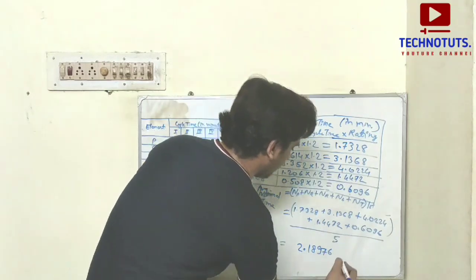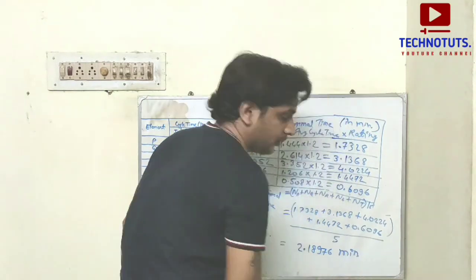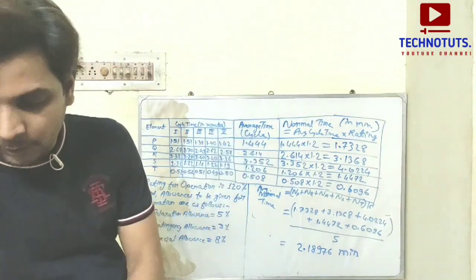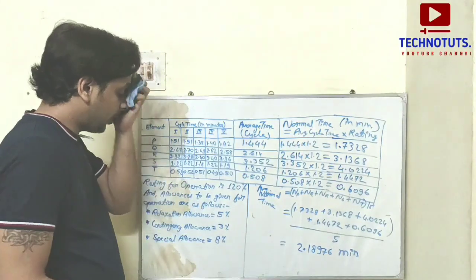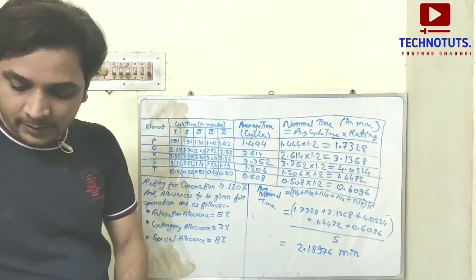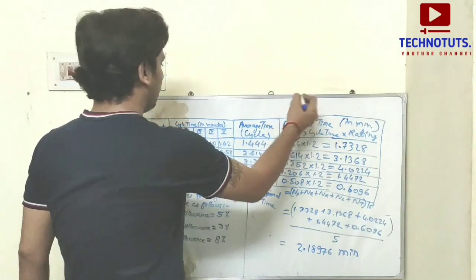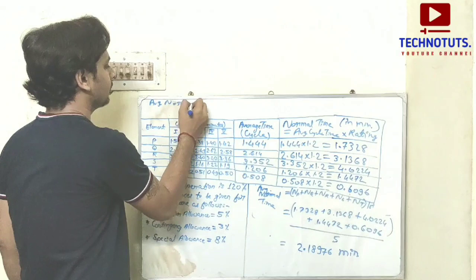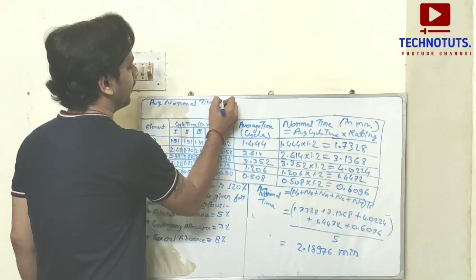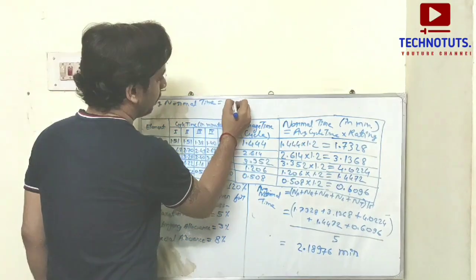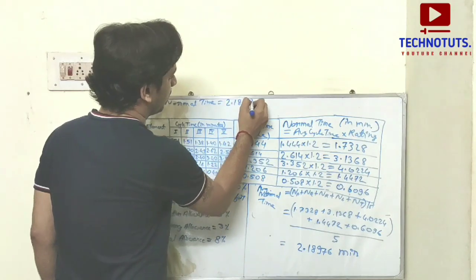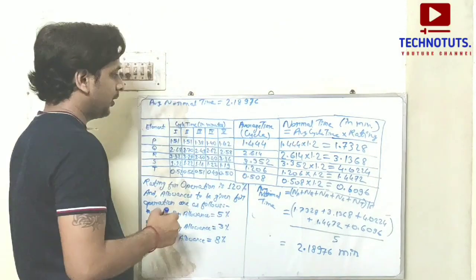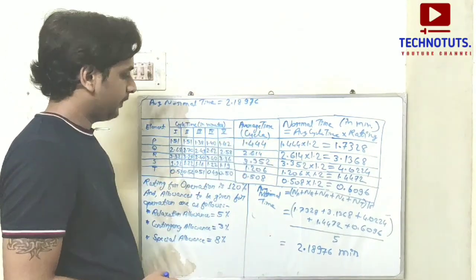2.18976 in minutes. Okay students, so we have obtained the average normal time for the whole operation. The average normal time is 2.18976. Let us note down here: average normal time is equal to 2.18976. We have got average normal time.